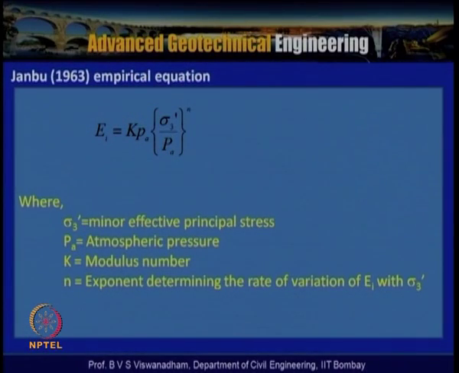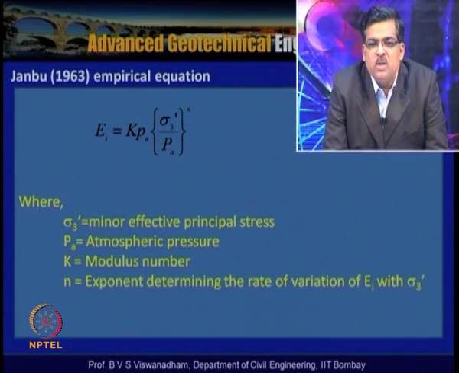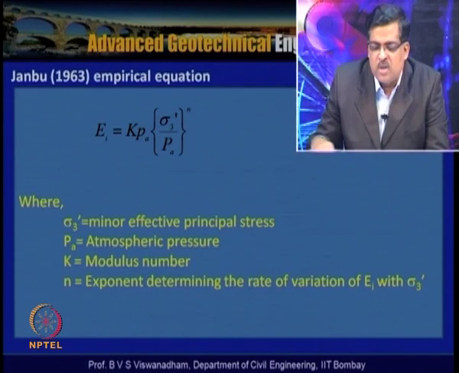Then we also have some empirical equations where EI, the initial modulus, is given as K Pa into (sigma 3 dash by Pa) to the power n, where sigma 3 dash is the minor effective principal stress, Pa is the atmospheric pressure, K is the modulus number, and n is the exponent determining the rate of variation of EI with sigma 3 dash. So n basically indicates the exponent which determines the rate of variation of EI with sigma 3 dash.